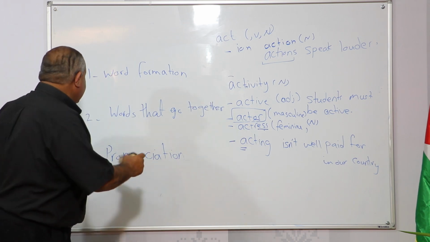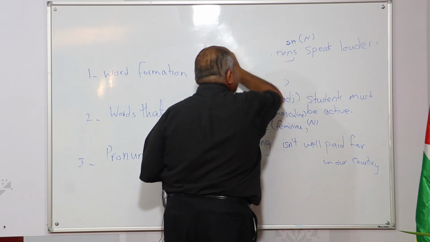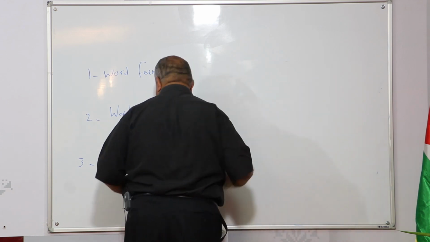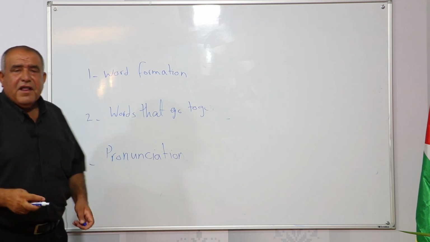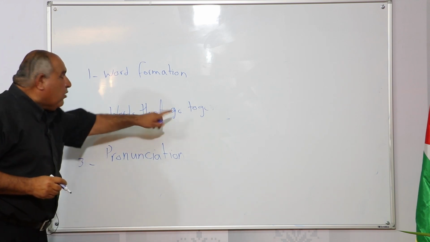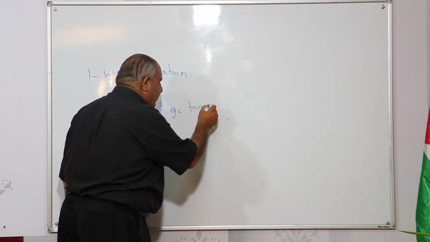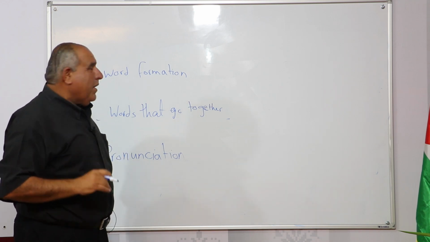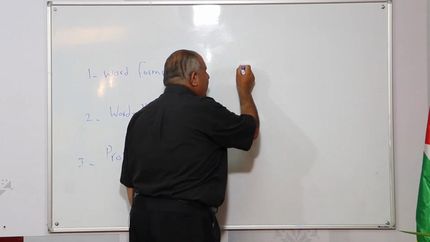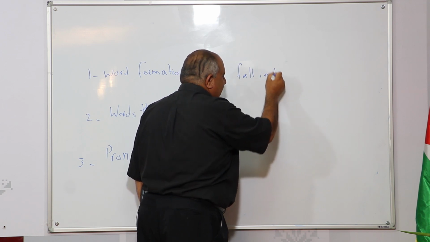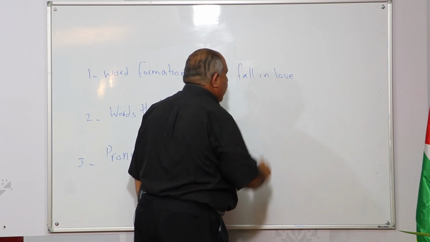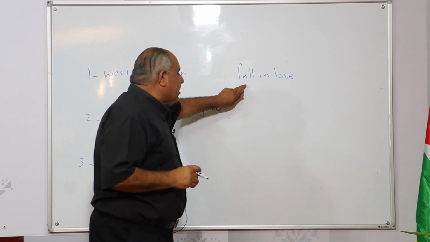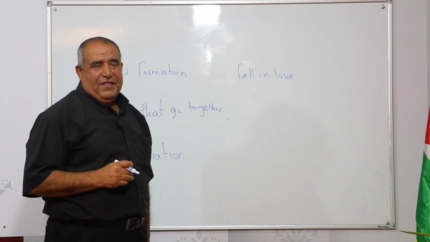Now, number 2. There are words in the language which usually go together. Now, we mean by go together that most of the time they come together one after the other. Example: we say, for example, fall in love. That somebody loves someone else, we call the relationship between them, they fall in love one with the other.